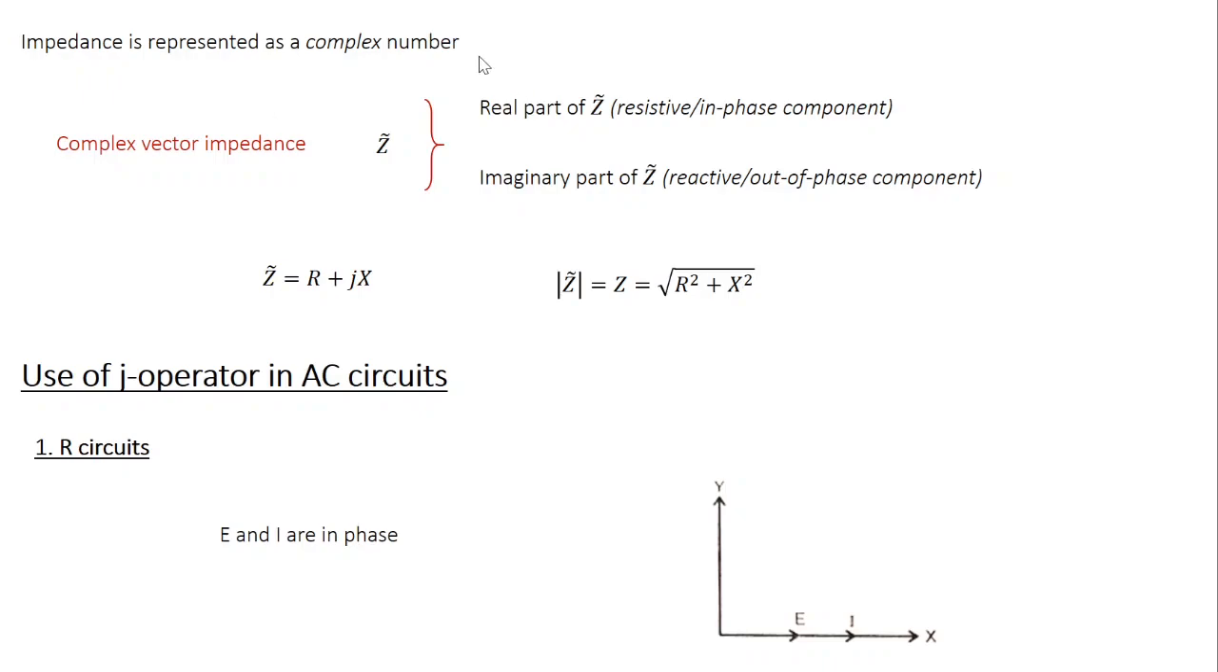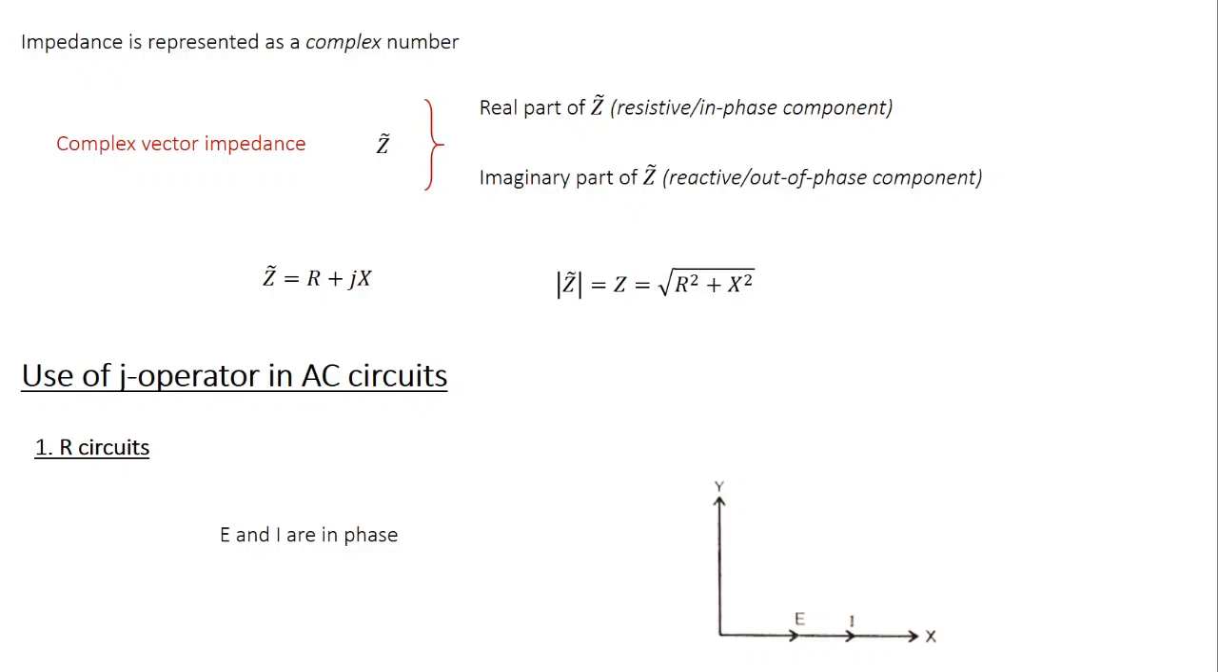Now, impedance, as we know, has two components. One is the resistance component, which is offered by the ohmic resistance, and one is the reactance, which is offered by the inductor, capacitor, etc. So what we are going to do is represent the impedance as a complex number, and we call it the complex vector impedance. I'm sure you are familiar with this notation here. So this bar indicates that impedance Z is a complex vector number.